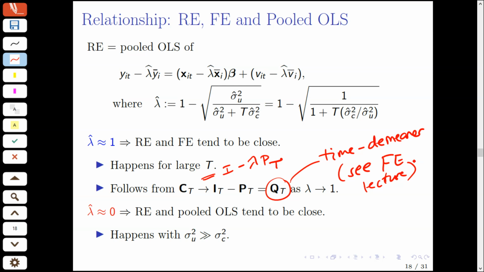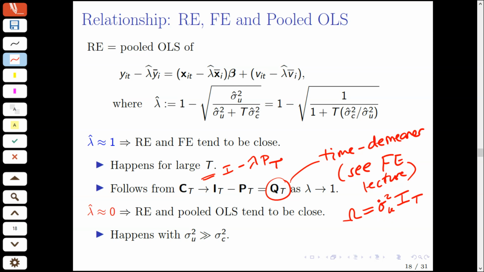At the other end of the spectrum, if lambda is close to 0, then random effects and pooled OLS should be rather close. Again, this follows from inspection of omega, which in this limiting case of a 0 individual effect variance collapses to a scalar matrix. In that case, the scalars will cancel out in our GLS formula, such that GLS collapses to pooled OLS.